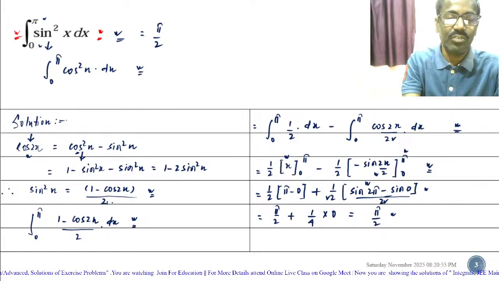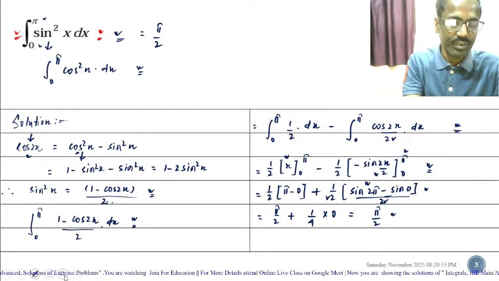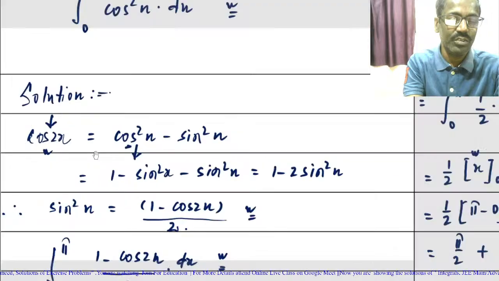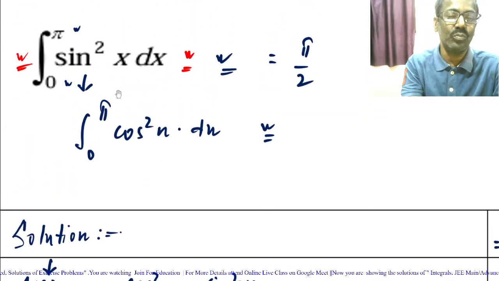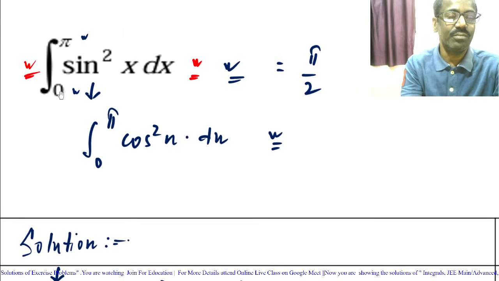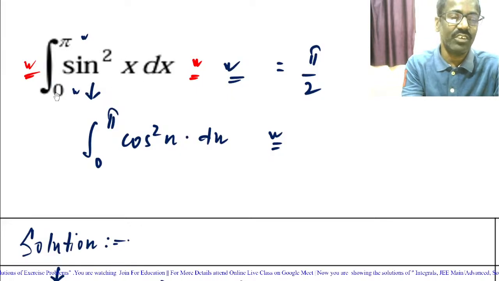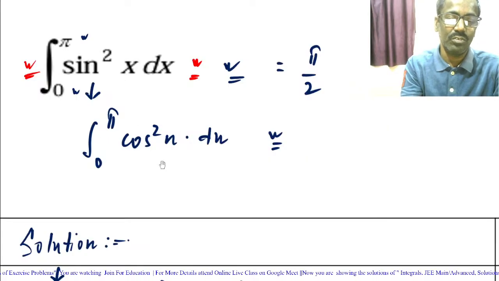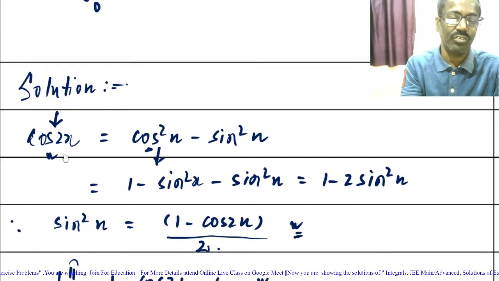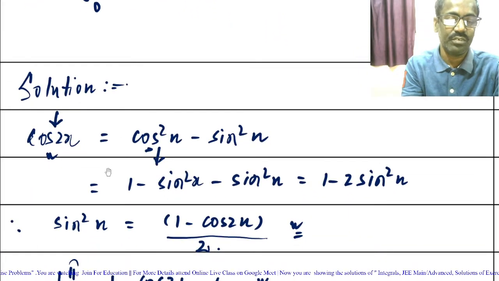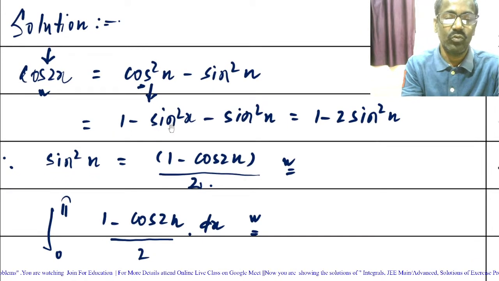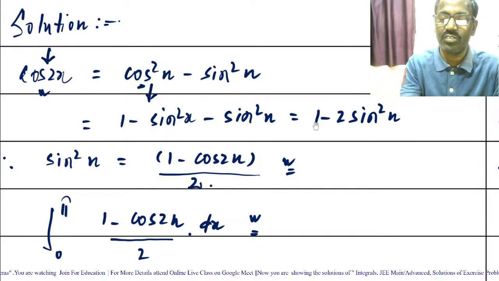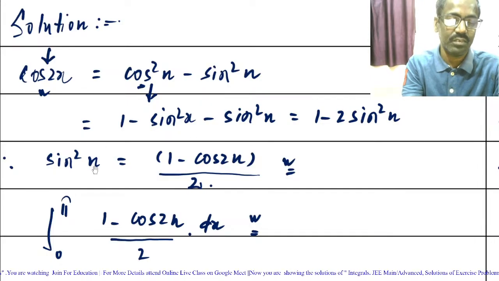Let's see the solution of this question in the zoom mode. So I am going to zoom. So this is in the zoom mode. This is your question: sine square x into dx from 0 to pi equals pi by 2. You can do this question according to this solution. So here in the solution, we recall the formula cos 2x, which is cos square x minus sin square x, and this is 1 minus sin square x minus sin square x equals 1 minus 2 sin square x.